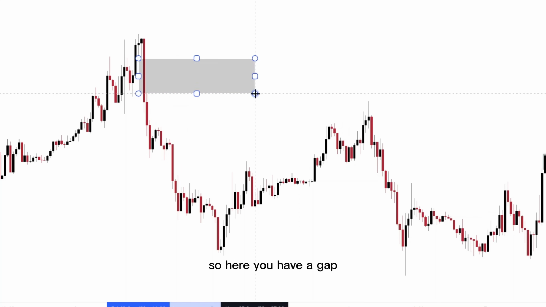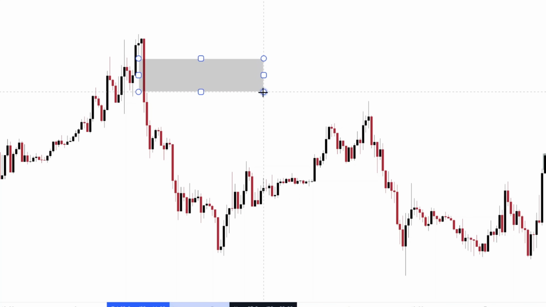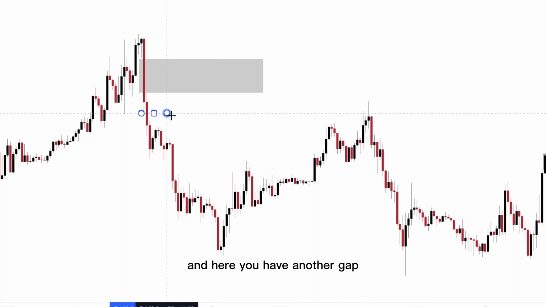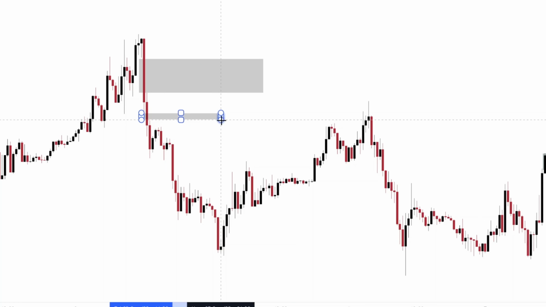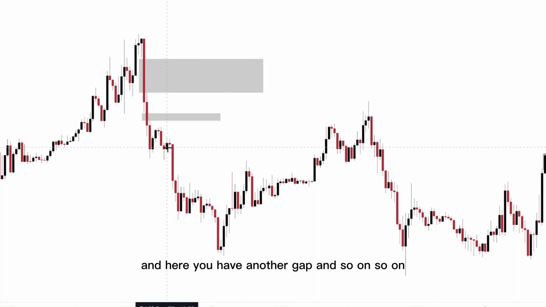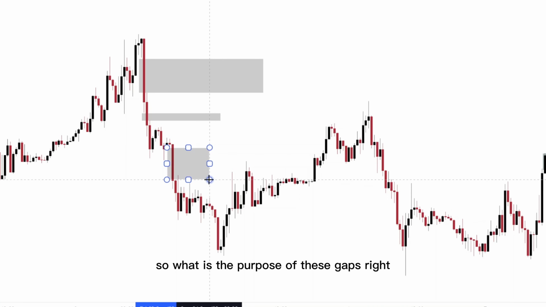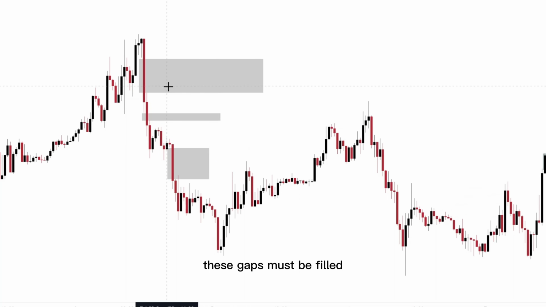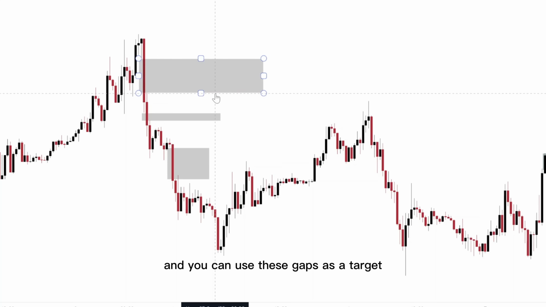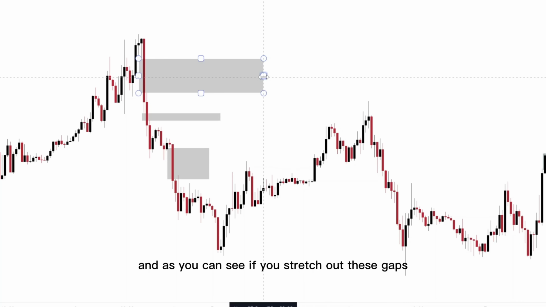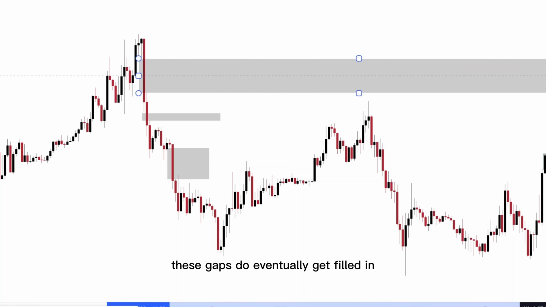So here you have a gap. And here you have another gap. And here you have another gap, and so on. So what is the purpose of these gaps, right? These gaps must be filled, and you can use these gaps as a target.